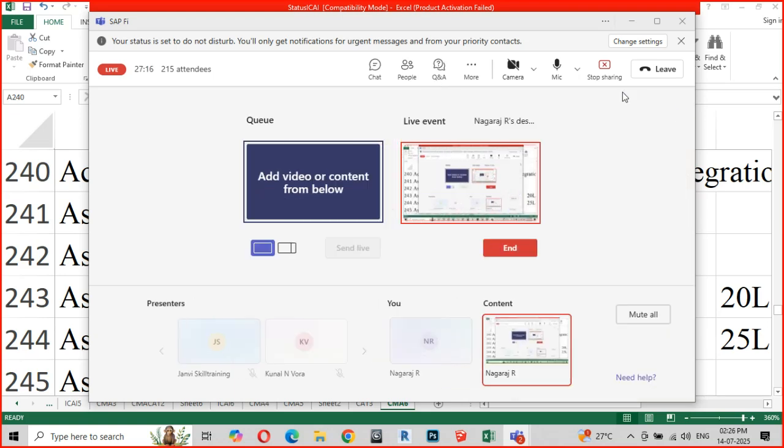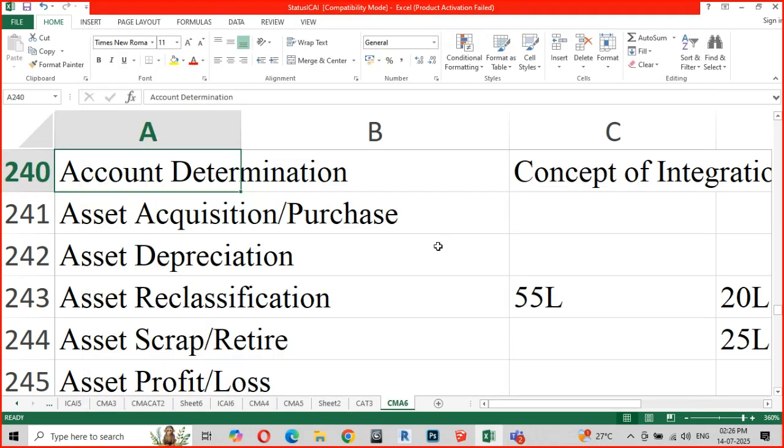Any thoughts on this? As a costing professional, what information are you looking at from the depreciation? One is knowing the perfect value of your asset. The current book value of your asset, you're able to know. And what else?